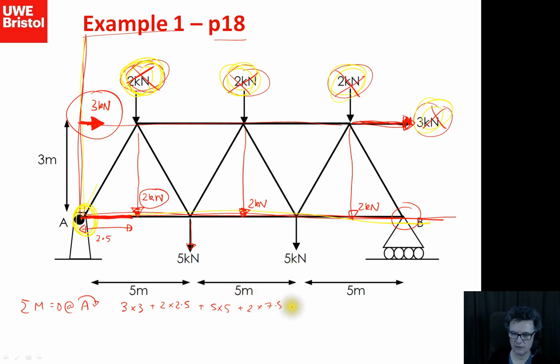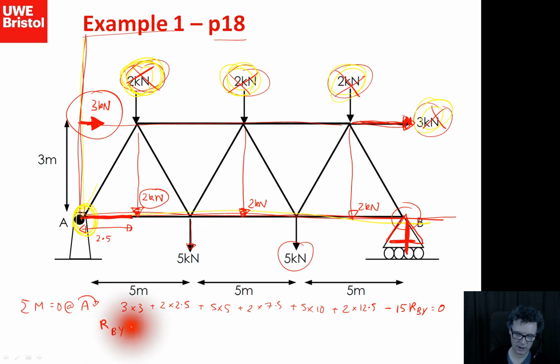This one here is going to be 5 kilonewtons, and it's a distance of 10 meters away from the pivot. This one here is going to be, what, 12.5 away, so we've got 2 times 12.5. And finally we get to this one here. Now this is a reaction force, and it's going in the opposite direction, so we'll call this minus 15 RBY equals 0.